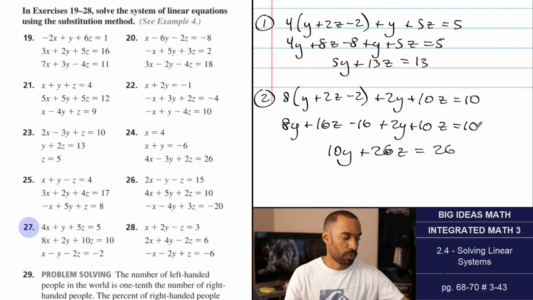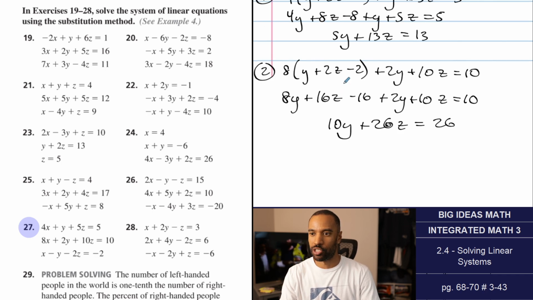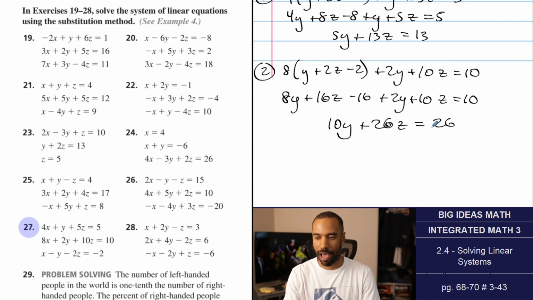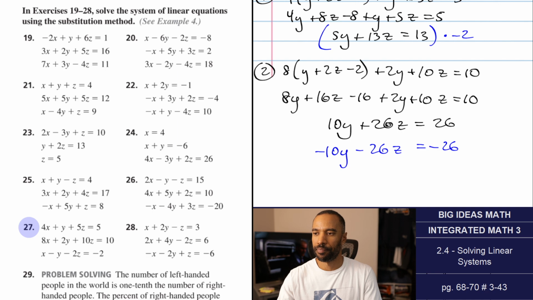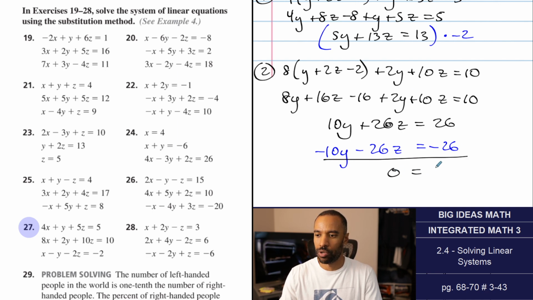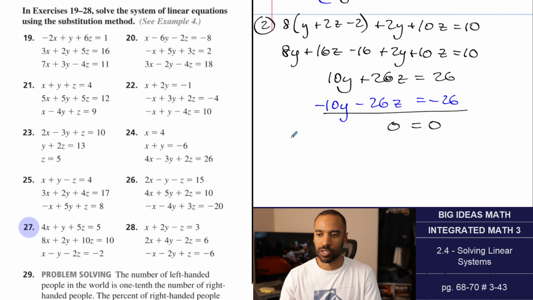If you notice now, we can use elimination from here on out if you'd like to. This is literally still half of that. So if I'm truly going to use the elimination method, the way that I would is take this equation, multiply by negative 2, and you get negative 10y minus 26z equals negative 26. And then everything cancels out, right? So you get 0 equals 0, which leads to your infinite number of solutions.